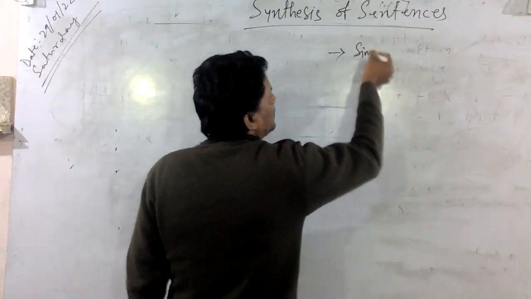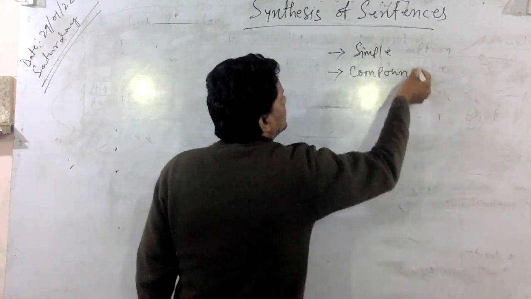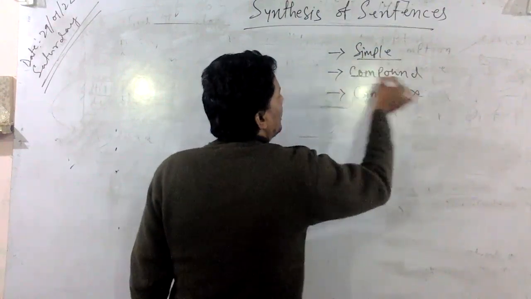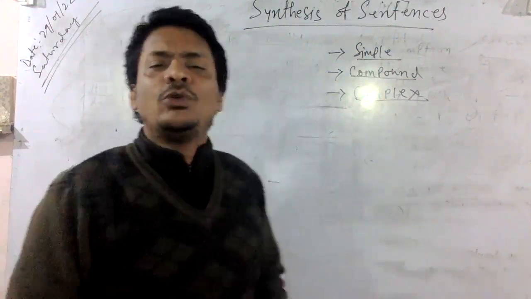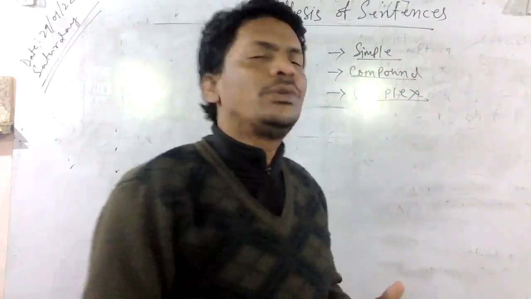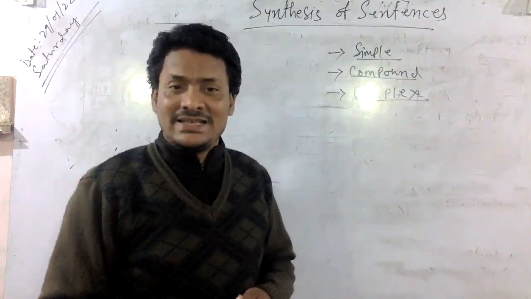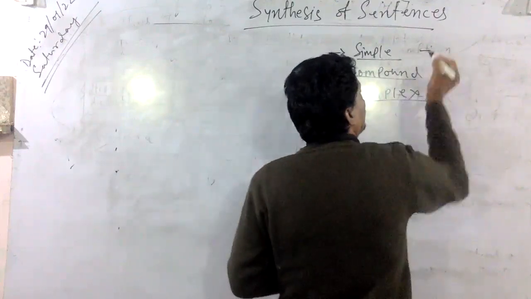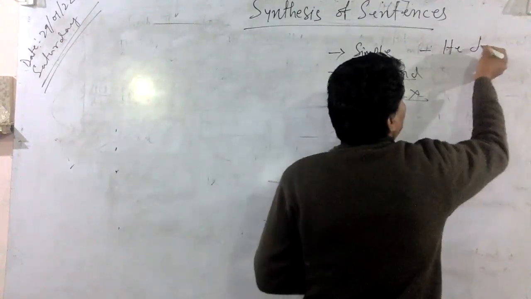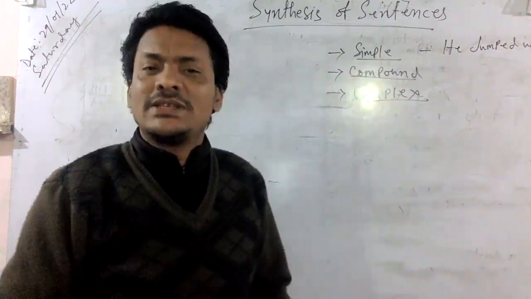One is called simple, compound, and third is called complex. Simple, compound, and complex, right? So to whom do you call a simple sentence? A simple sentence can be referred to as an independent sentence. Let's say if I am talking about a simple sentence, you can point out: He jumped up. This can be called one of the simple sentences.